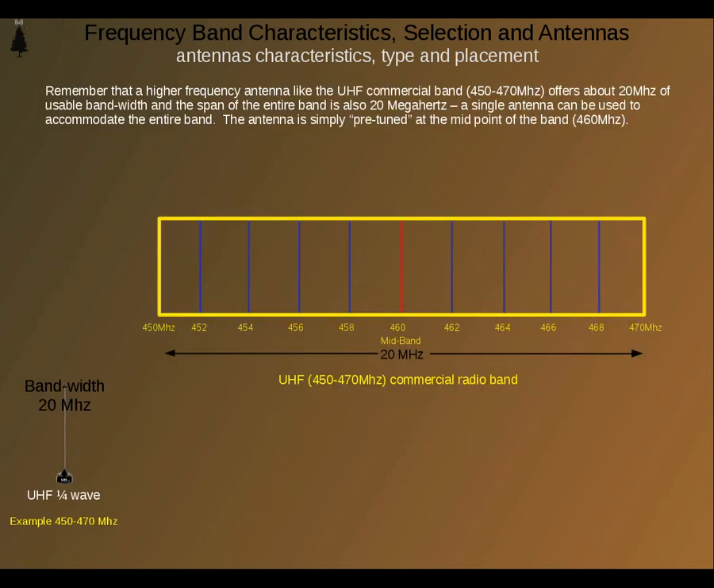Remember that a higher frequency antenna like a UHF commercial band antenna offers 20 MHz of usable bandwidth, and the span of the entire band is also 20 MHz, so a single antenna can be used to accommodate the entire band. The antenna is simply pre-tuned at the midpoint of the band.